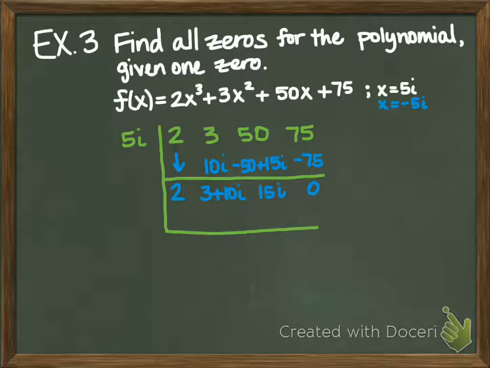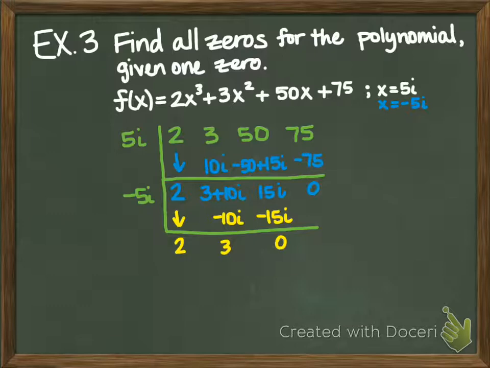So now I'm going to continue on from this one, and I'm going to use negative 5i and see if I can find the other solution to this polynomial function. So I bring the 2 straight down. 2 times negative 5i is negative 10i, plus the 3 plus 10i that's already there will just give me 3. 3 times negative 5i will give me negative 15i, which is going to cancel and give me a zero remainder, which is what I wanted.